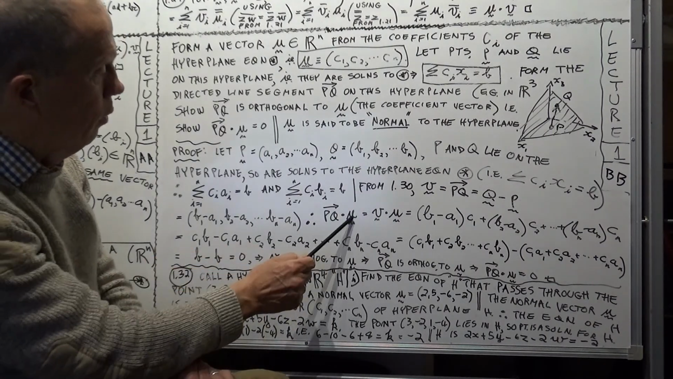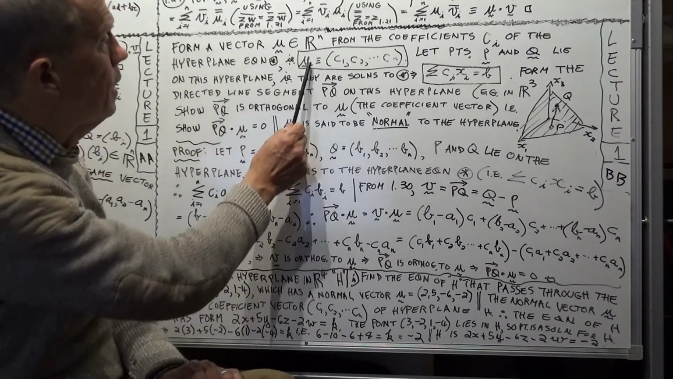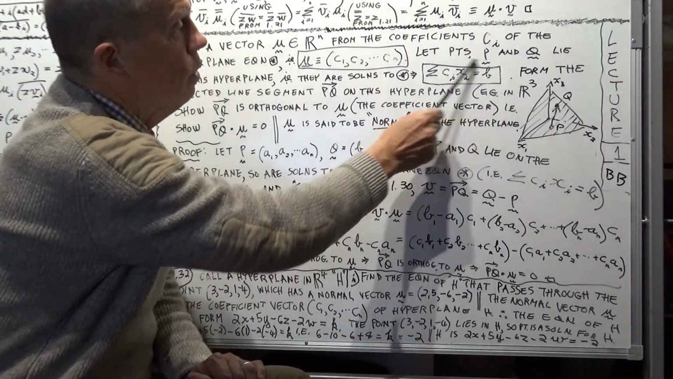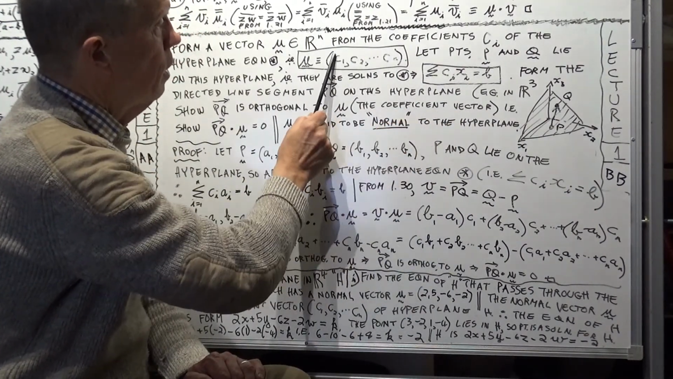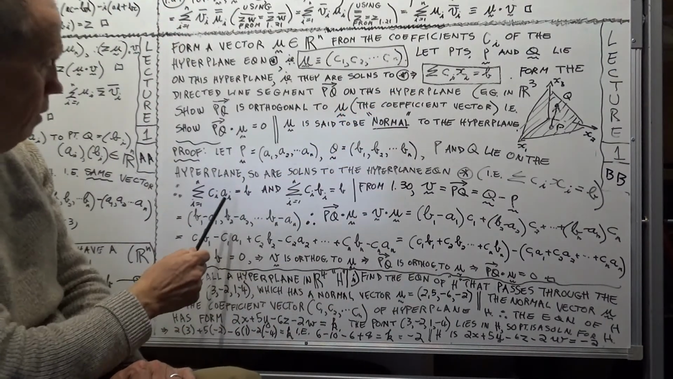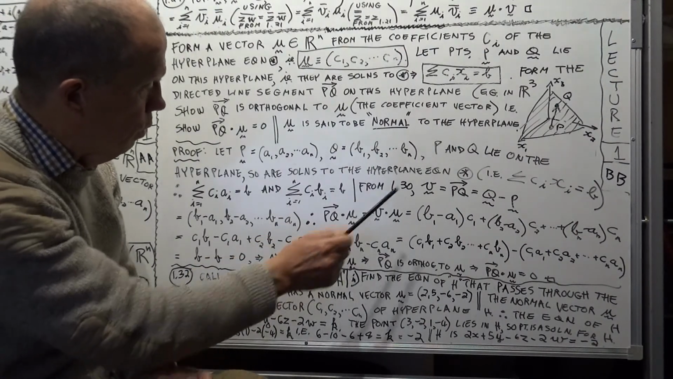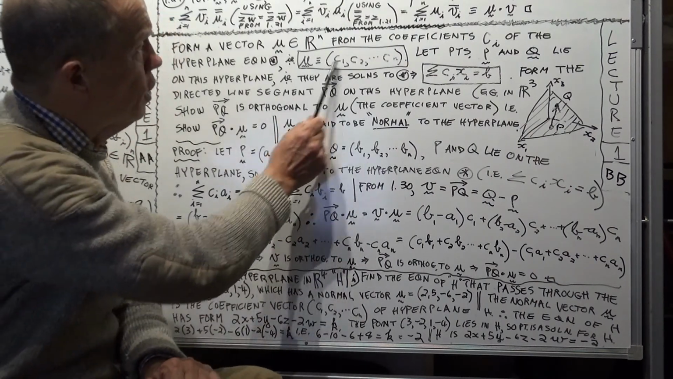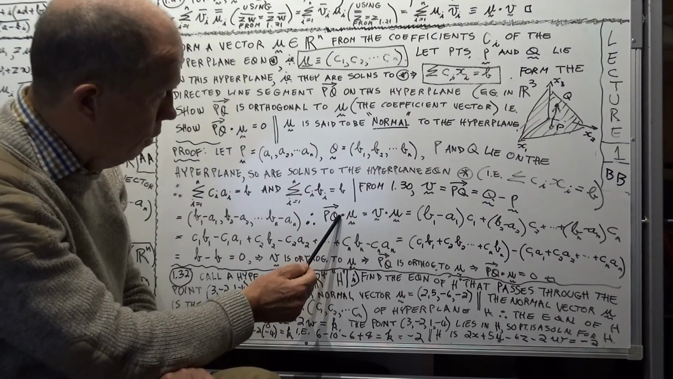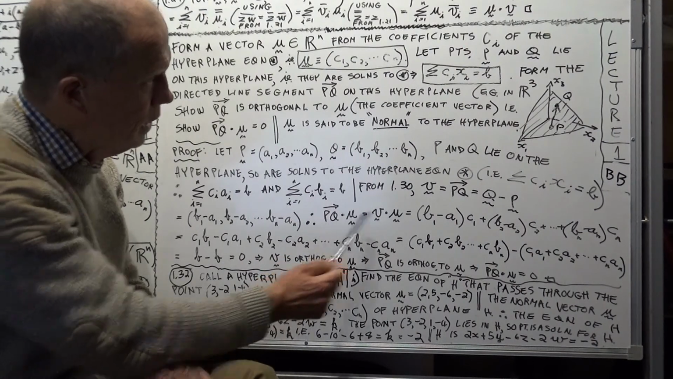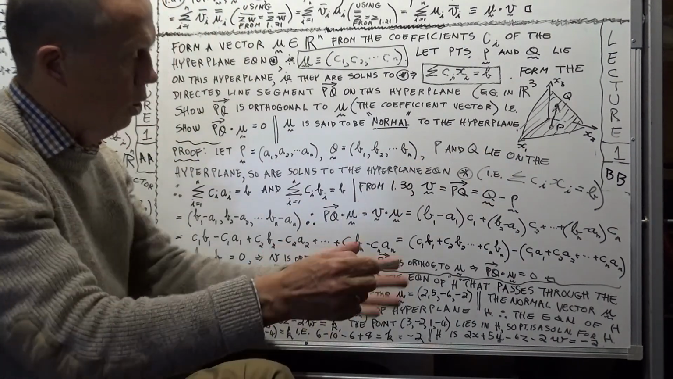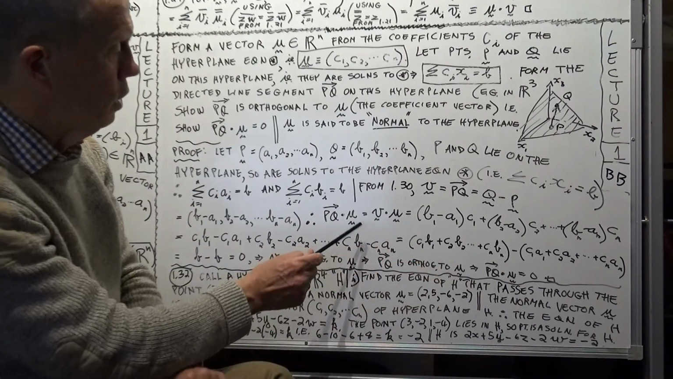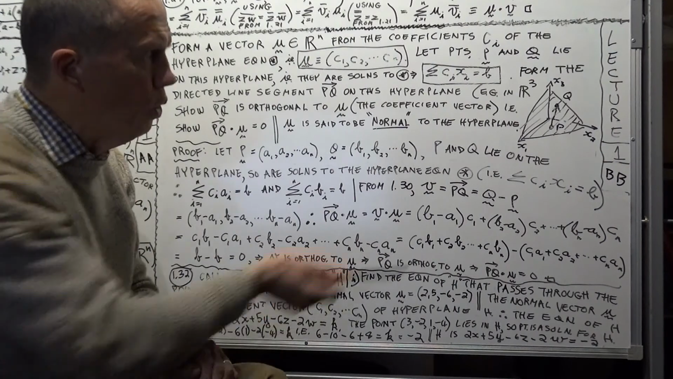Now dot this with U. What is U again? It's the coefficient vector, and you form this vector by taking the coefficients in your hyperplane equation. So the C1 here would go here, and the C2 here would go here, and so on. Now dot this line segment with U, and we're trying to show that this dot product is going to be 0. We're trying to show that this coefficient vector is orthogonal to this line segment. This vector lies in this hyperplane, and we're trying to show that this vector U is normal to the hyperplane. It's sticking out like this, right?